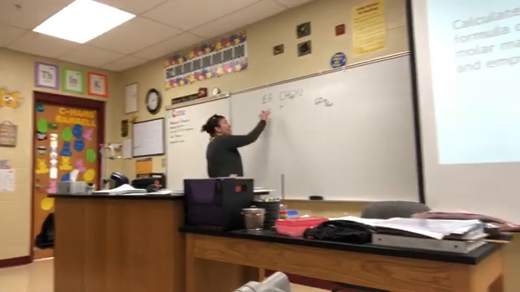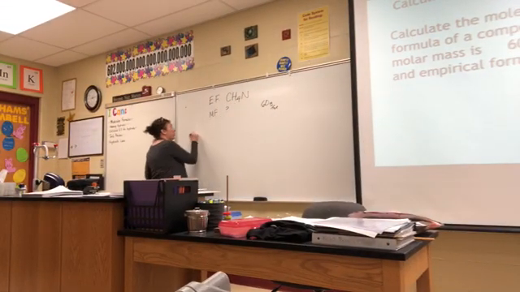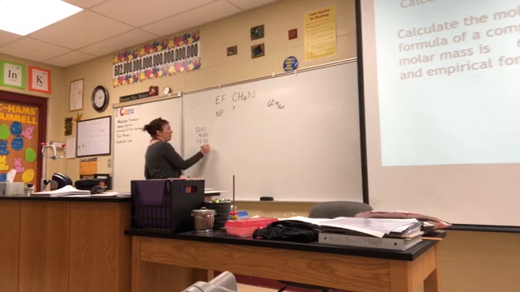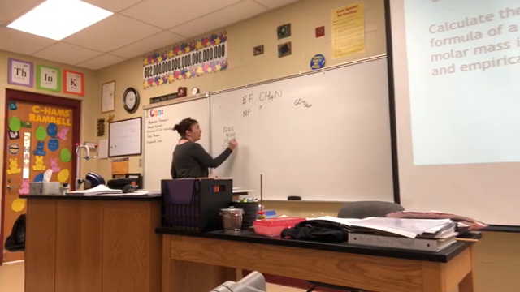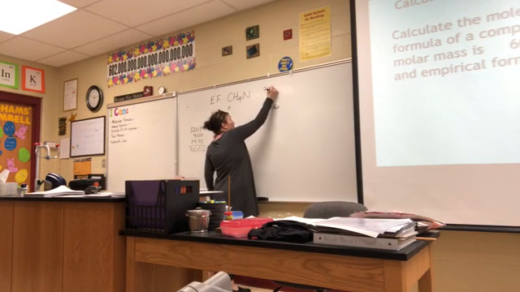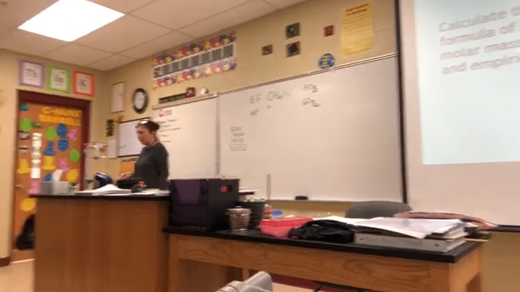So I find the molar mass of the empirical formula. So I add this up: 12.01, 4.00, 14.01. So the molar mass of my empirical formula is 30 grams per mole. That's the molar mass of the empirical formula.